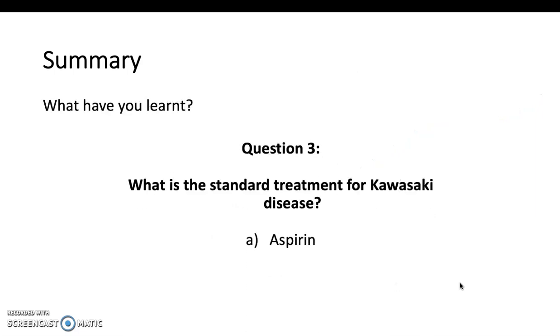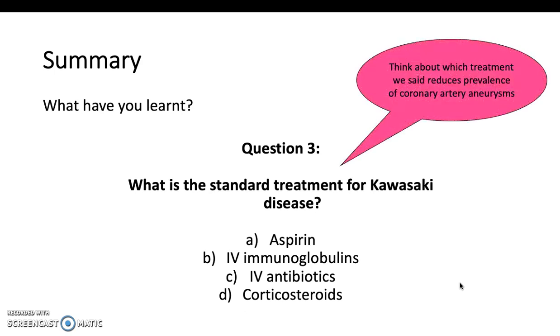And finally, what is a standard treatment for Kawasaki disease? So think about which treatment reduces the prevalence of coronary artery aneurysms. So 2 of these we've discussed, but there's one mainstay treatment that you just can't forget, and that's IV immunoglobulins, because that's reducing the risk of complications.